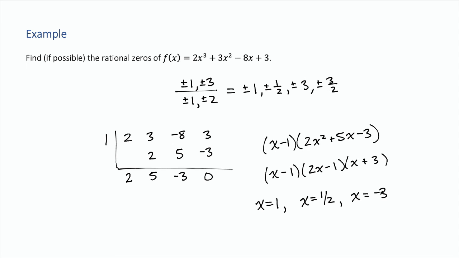So we would have found those, but factoring actually kind of speeds the process up for us a bit, because going through and testing all of them, well, that's pretty tedious. So those are all of our rational zeros for this polynomial.